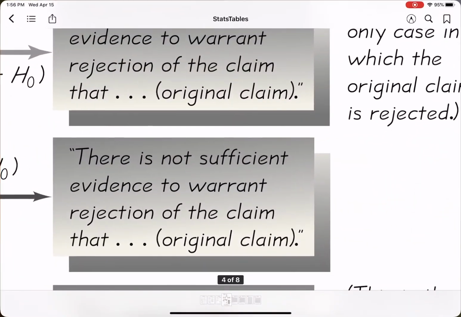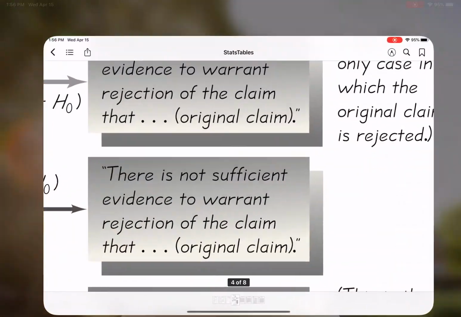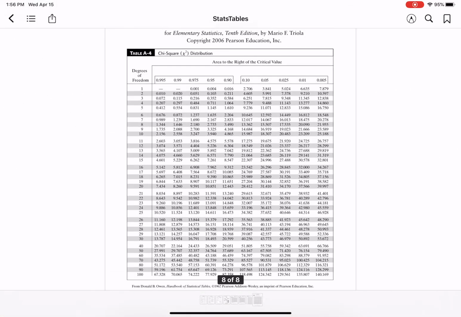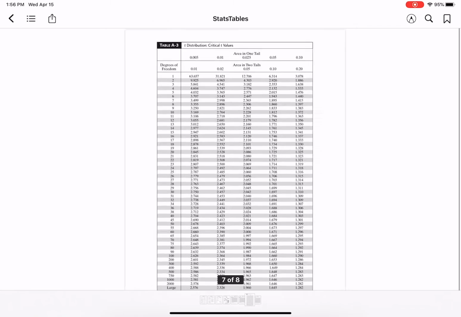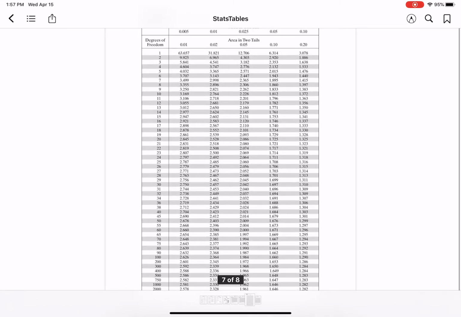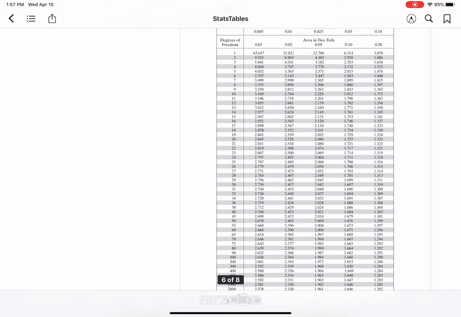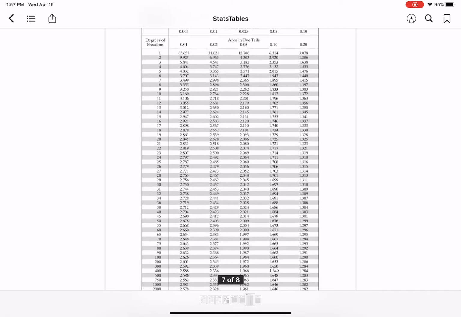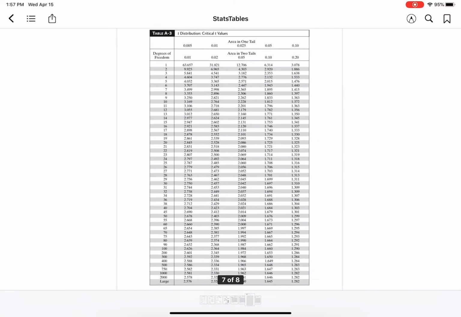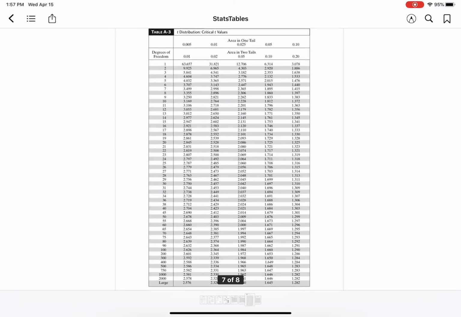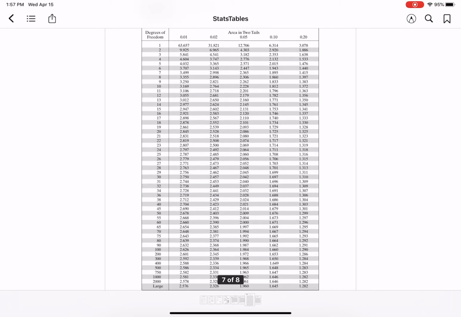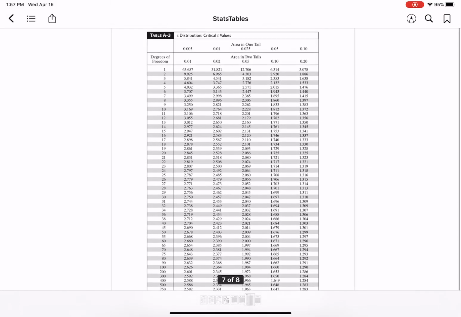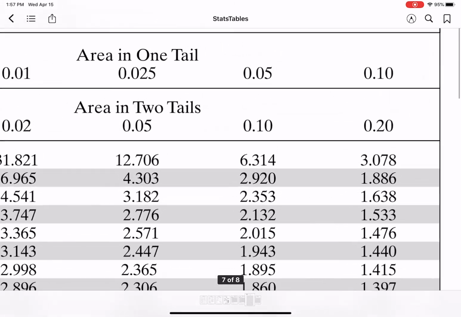Let's find my T table here. Here we go. Here is the T distribution. So I have area in one tail was 0.05, right? So that's over the top. Right there. There we go.